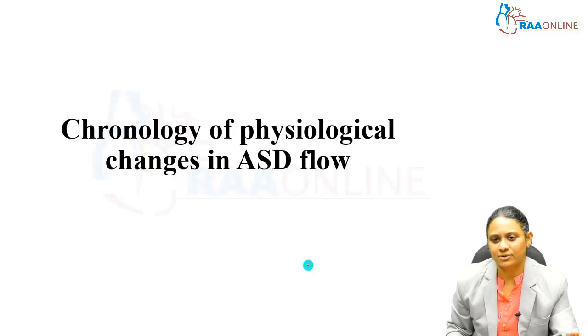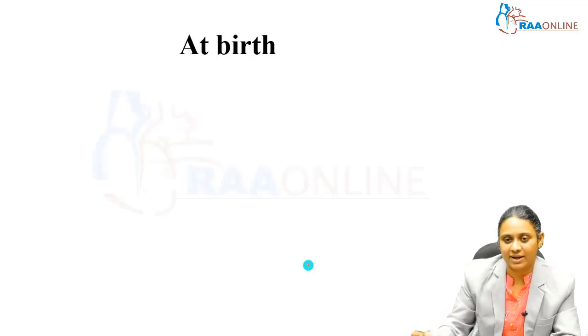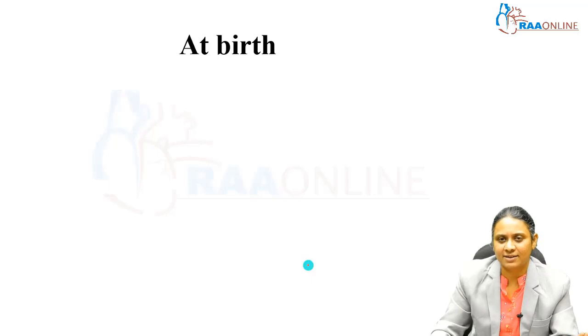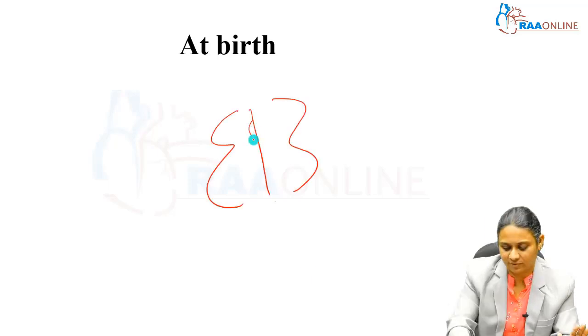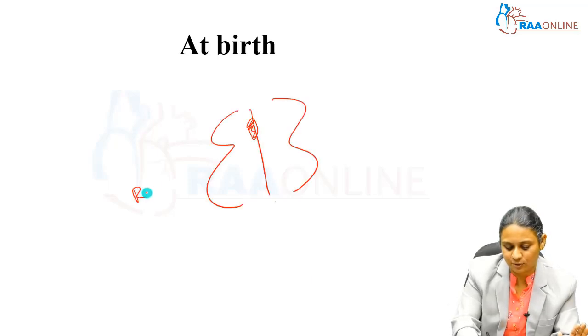So what happens to the ASD flow? At birth, immediately after birth, the pulmonary arteries are not open. Once the baby starts crying, the lungs open. That means the pulmonary artery flow increases. Once the pulmonary artery flow increases, there is a drop in the RV pressure and RA pressure. So there is ASD flow from the left atrium to the right atrium. The flow begins through the atrial septal defect. So the right-sided pressure is less than the left-sided pressure, and flow will be from left to right.